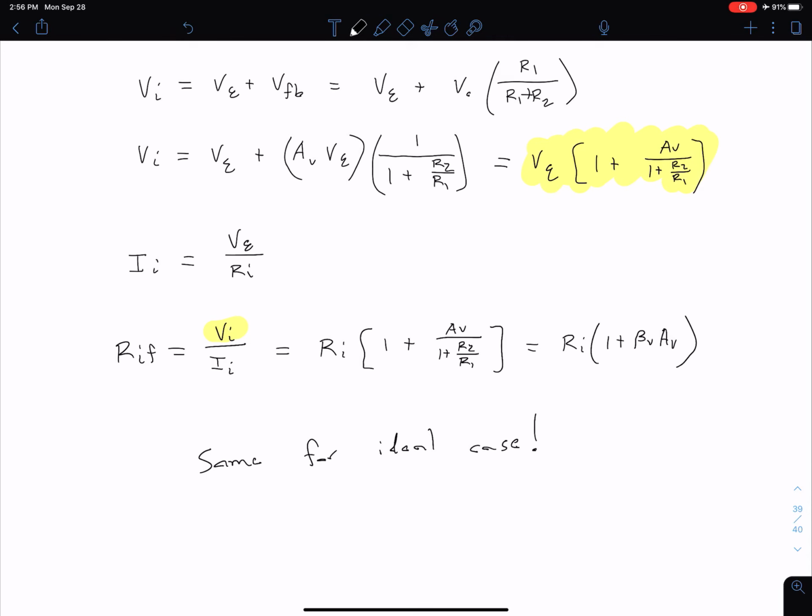So in the next short video, we're going to look at an example of how we actually use this. How is it useful to know that beta V is 1 divided by 1 plus R2 over R1? And how can we use that to help us with our analysis? After that, we're going to look at some more combinations of actual amplifiers and relate them to our ideal feedback theory.